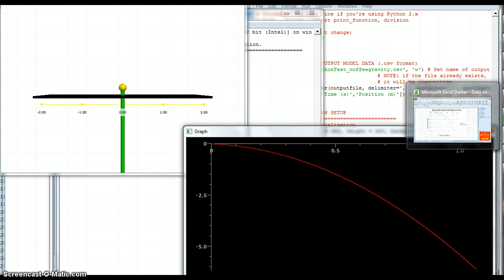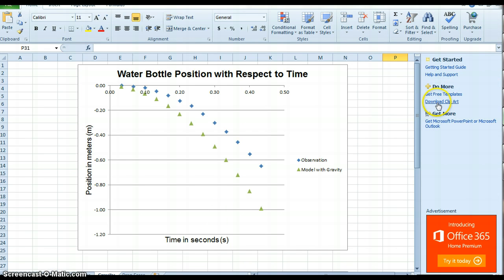And then for the data I got from the models and from the tracker video, I was able to graph them on the same graph. So the green indicates with only just the force of gravity acting on it, and as you can see, that is the curve, but the data from the observation isn't exactly that curvy.